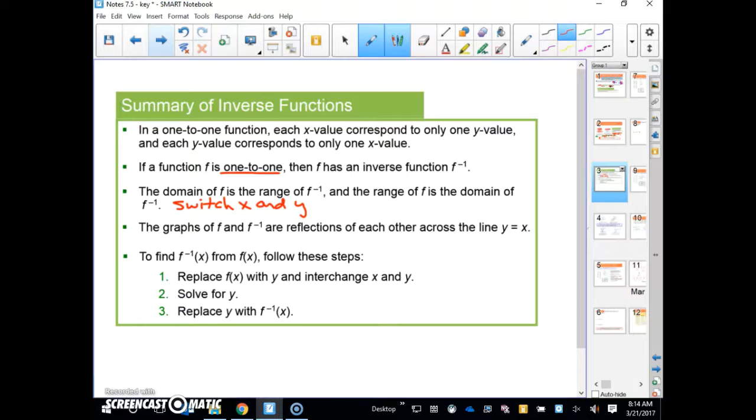And then down here is kind of how to find an inverse of a function. You can look at these 3 steps. But that looks more like what we did in college algebra. We won't be doing a whole lot of that.